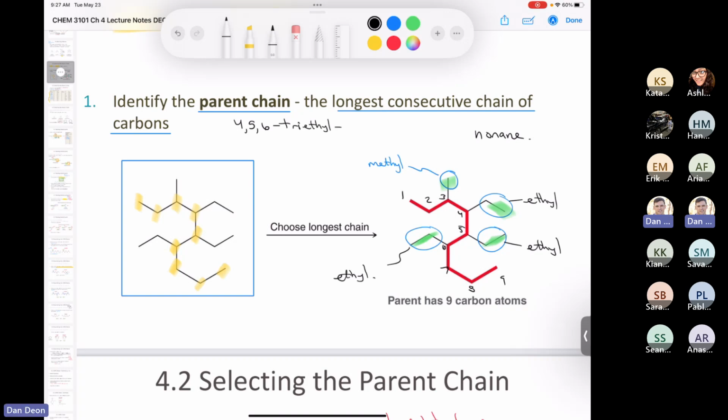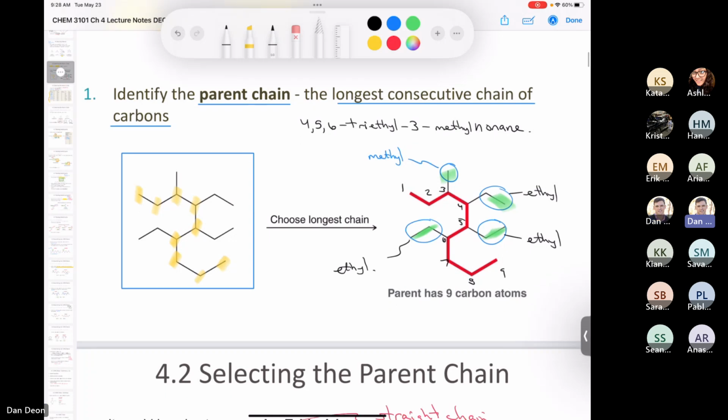And then we have a number and letter, so they're separated by a hyphen. 3 methyl. And then the parent is nonane. So there's the whole name of the compound, 4, 5, 6 triethyl 3 methyl nonane.